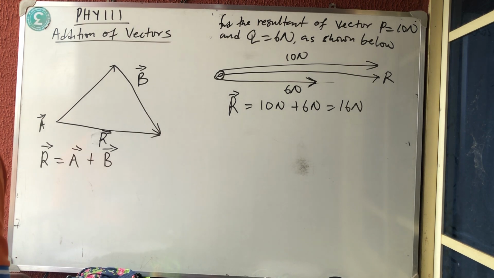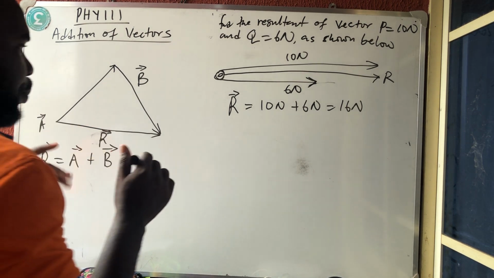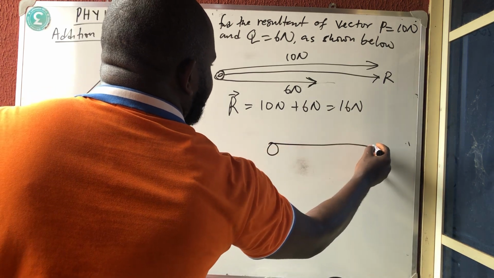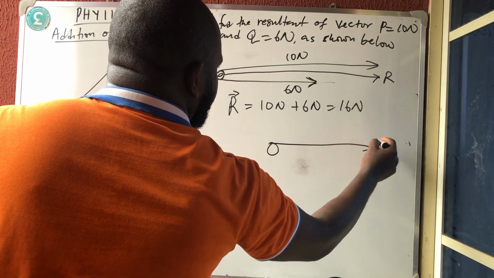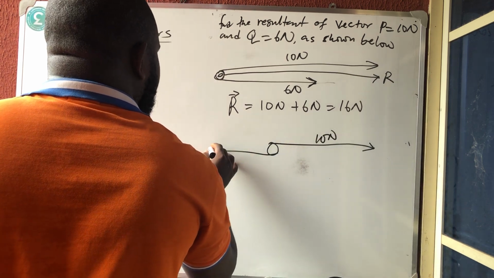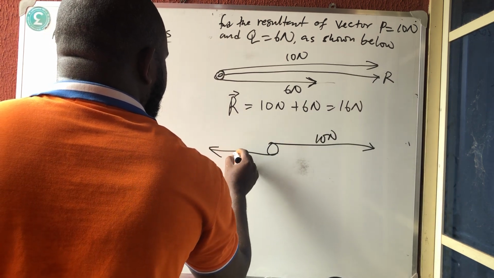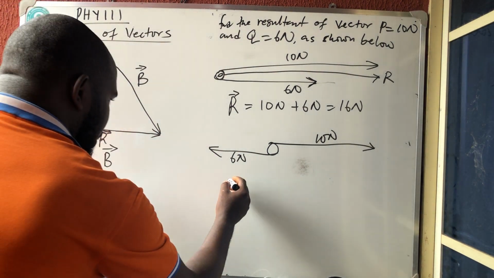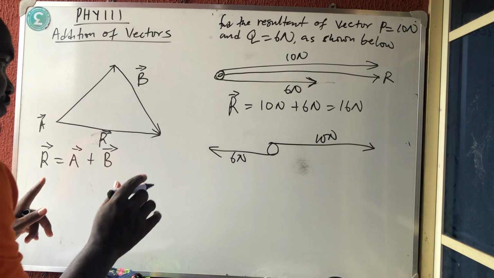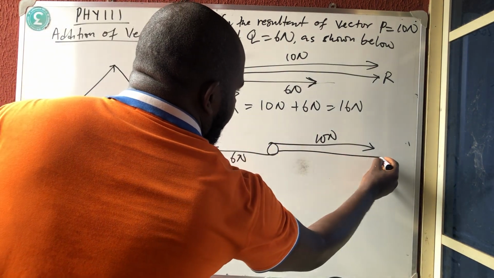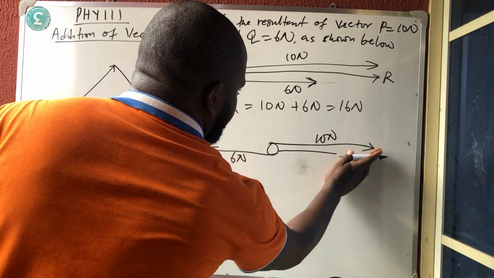But look at another one. If these vectors are moving in opposite directions, watch. It depends on how the question goes. So maybe this is the first vector, 10 Newton, and the second vector moving in opposite direction, 6 Newton. Now, if they are moving in opposite directions, the resultant moves in the direction of the higher one. So the resultant should be here.